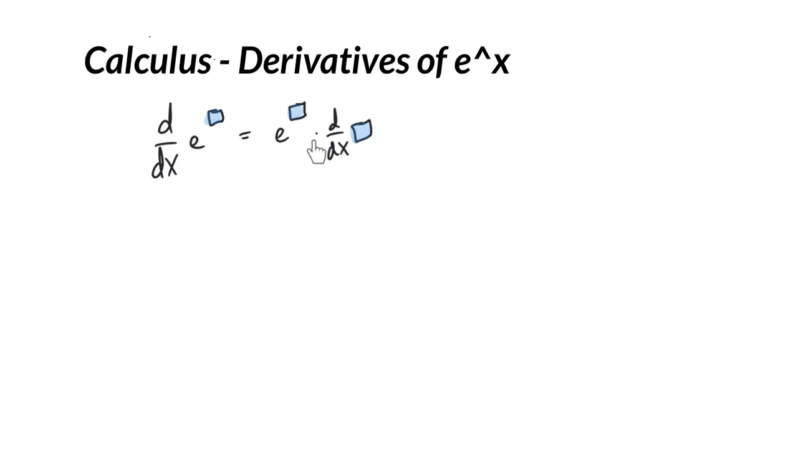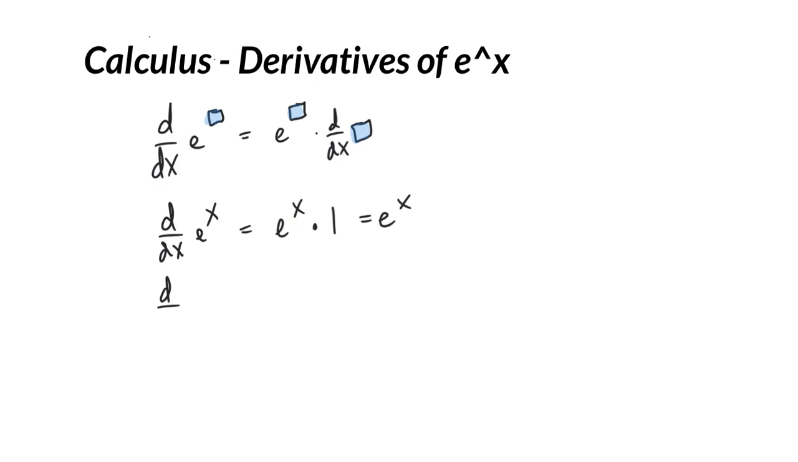But then because of chain rule, we might multiply by the derivative of whatever that exponent was. So if we started with the basic and we just said, well, the derivative of e to the x, well, e to the x is its own derivative, and then multiplied by the derivative of that exponent, well, the derivative of x is just 1.